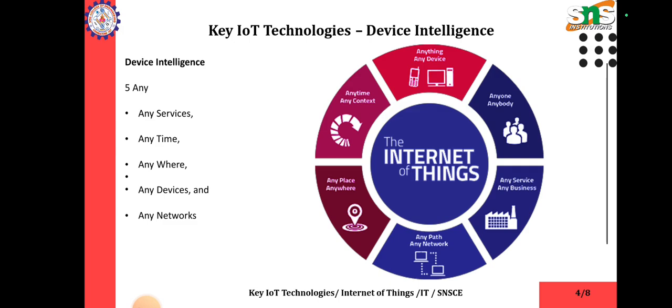Next, device intelligence mainly consists of the 5 A's, which we will see in detail. The 5 A's mean any services, any time, anywhere, any devices, and any networks. We can use all these IoT technologies wherever we want. That is these 5 A's.